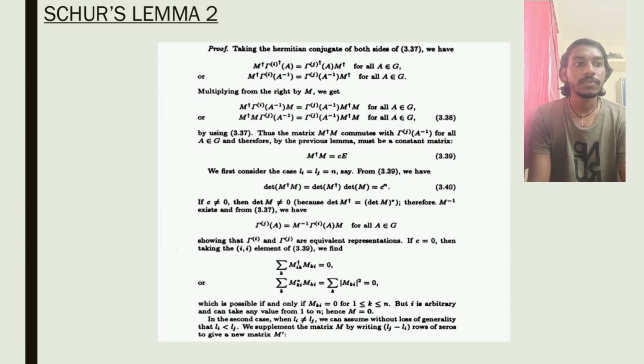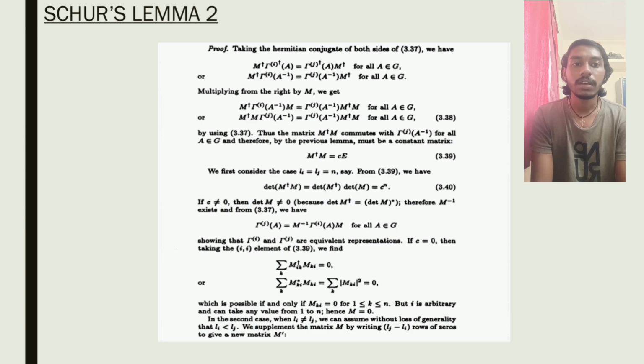If C is equal to 0, then taking the i, i element of 3.39, we find the summation over k of M dagger_ik M_ki is equal to 0, or the summation over k of M conjugate_ki M_ki, which is the summation over k of modulus of M_ki squared, is equal to 0. This is possible if and only if M_ki is equal to 0 for all 1 less than or equal to k less than or equal to n. But i is arbitrary and can take any value from 1 to n, hence M is equal to 0.